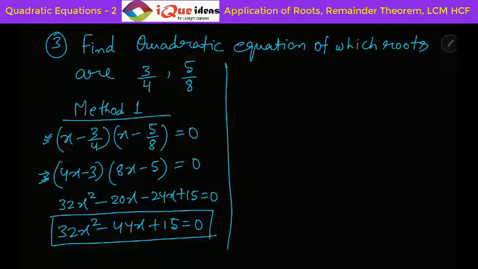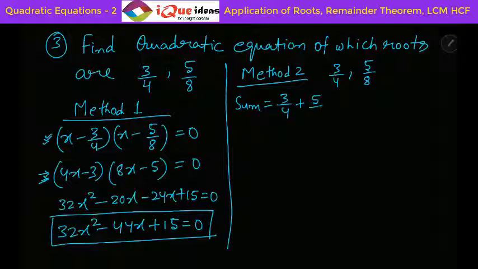Alright. Now let's take method 2 of this. For method 2, we need to find the sum and the product of roots. The roots are 3 by 4 and 5 by 8. So let's first find the sum. The sum of these roots will be 3 by 4 plus 5 by 8. LCM of 4 and 8 is 8. So 4 2s is 8, and 3 2s is 6, plus 5, right? So it is 11 by 8. That is the sum of roots.